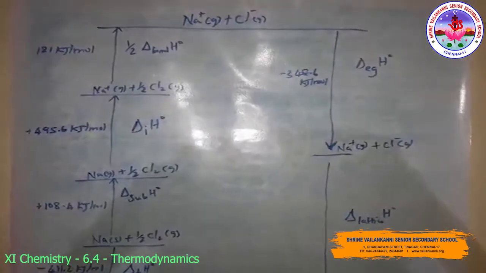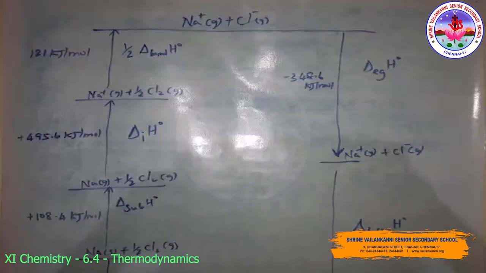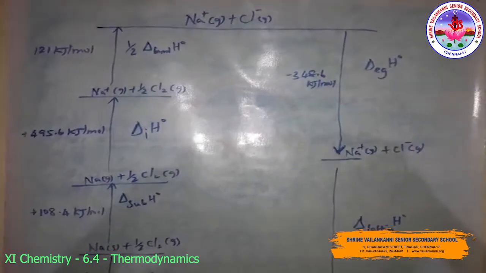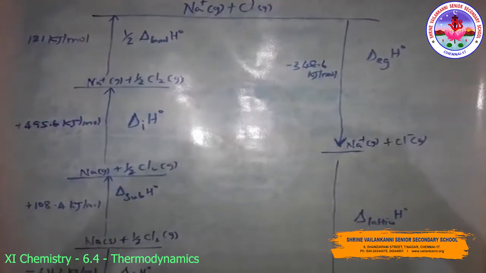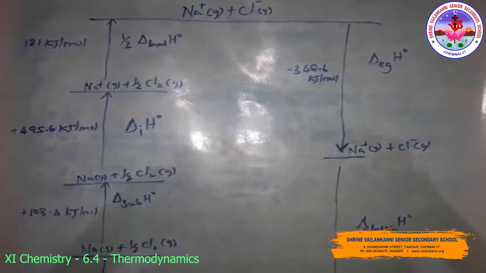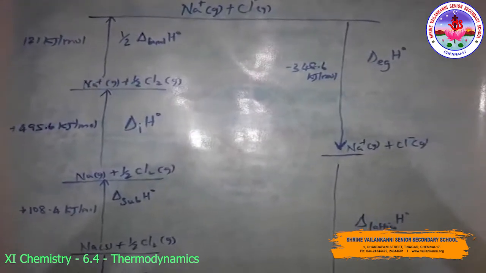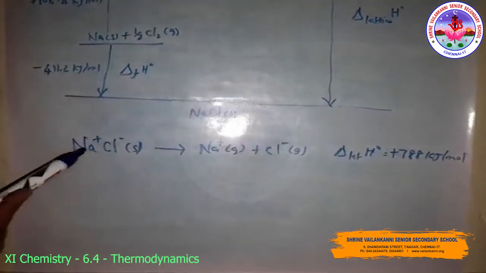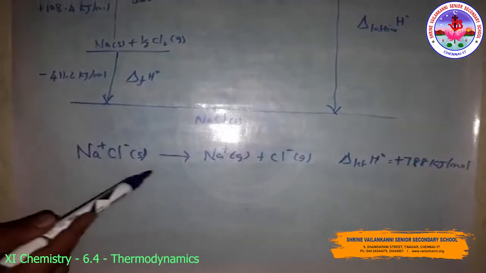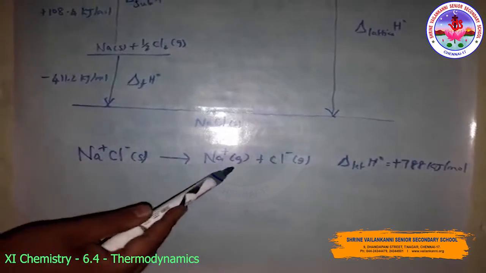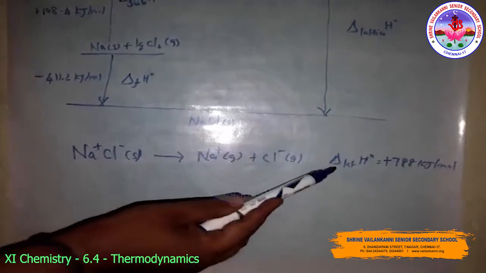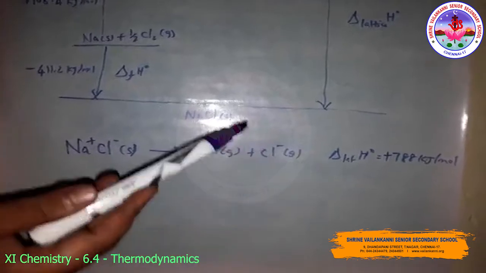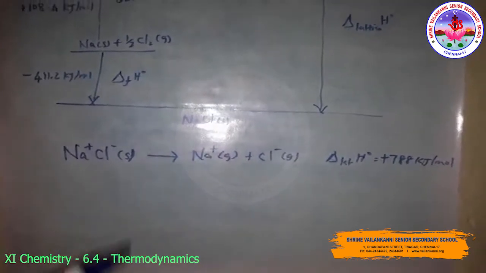The lattice enthalpy of an ionic compound is the enthalpy change which occurs when 1 mole of an ionic compound dissociates into its ions in the gaseous state. For example, look at this reaction: Na plus Cl minus solid, the ionic compound, dissociates to Na plus gas and Cl minus gas. Here the lattice enthalpy is plus 788 kilojoule per mole.